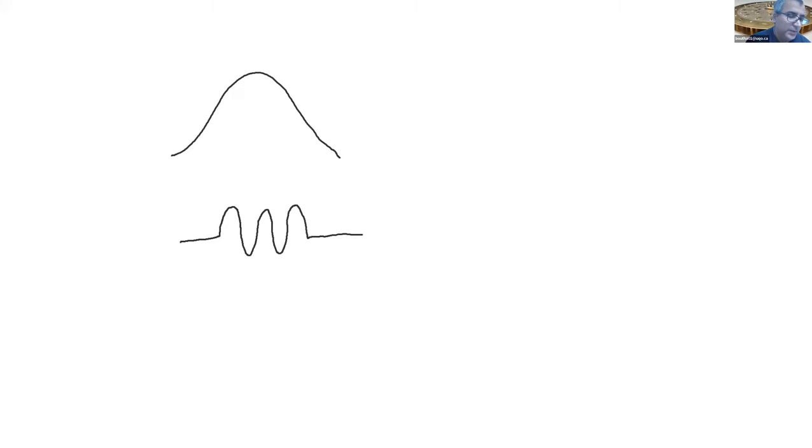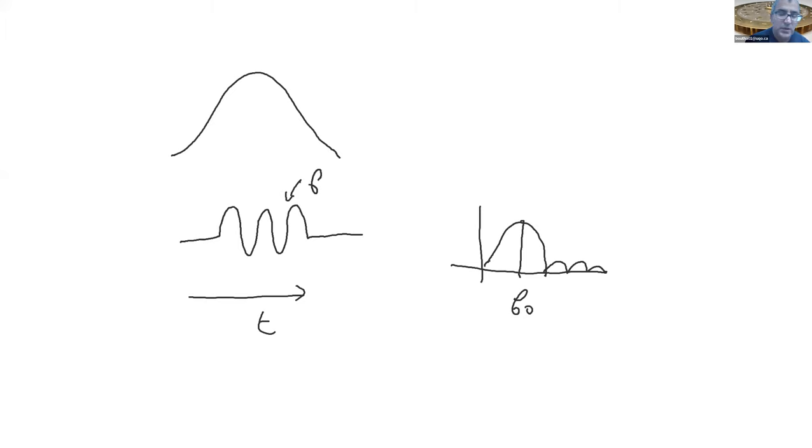So that's in the time domain. In the frequency domain, it will look like this, like a sinus cardinal. And the maximum here will be your frequency F0, the one that you have chosen. So the frequency of this sinusoid is F0.